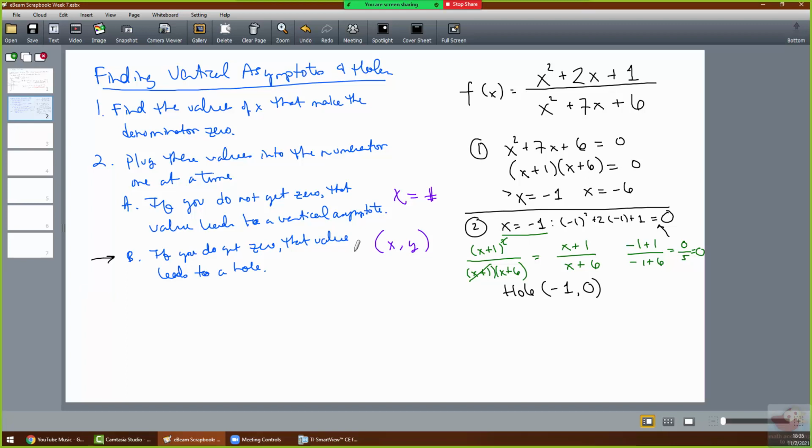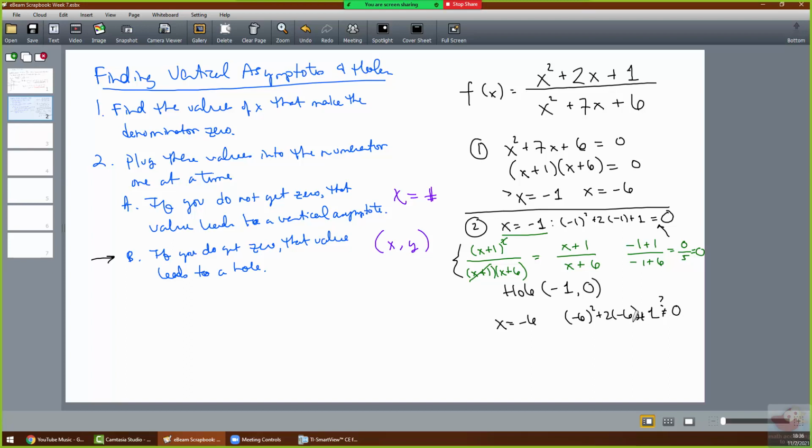Okay. So again, if you have a hole, reduce your fraction, and then reevaluate your fraction at the x-coordinate of the hole. Now we have to do the same thing for x equals -6. We put in -6 for all of the x's in the numerator, and we ask ourselves if this equals 0 or not. -6 squared is 36, minus 12 plus 1, that doesn't equal 0. So we did not get 0 at -6.